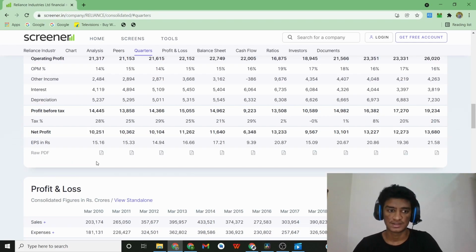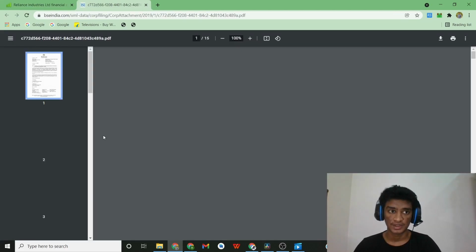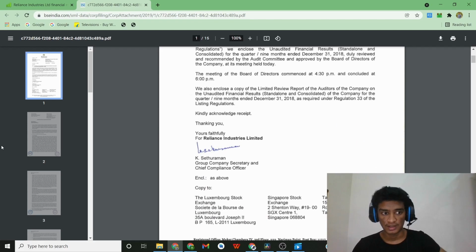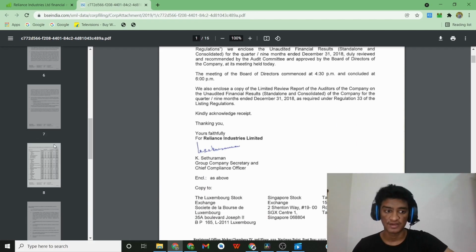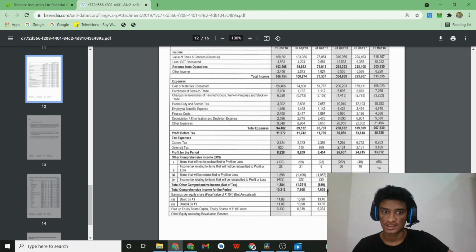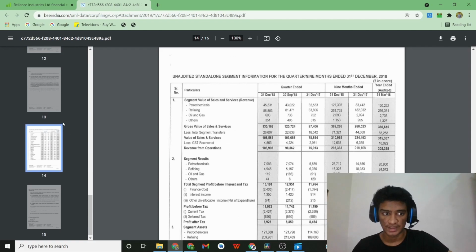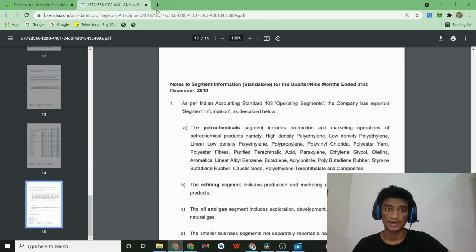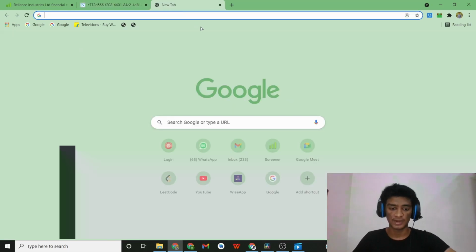Then you have an additional section of the raw PDF. So if you wish to view the official PDF issued by BSE India, then you can click on that PDF symbol, and then you get a detailed PDF of the financial results of the company. So you can see the same information has been put officially, and you will see a lot more details as well.